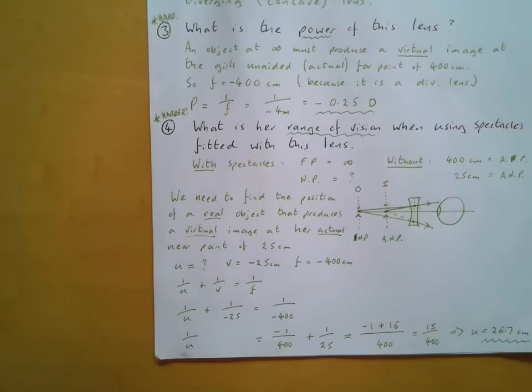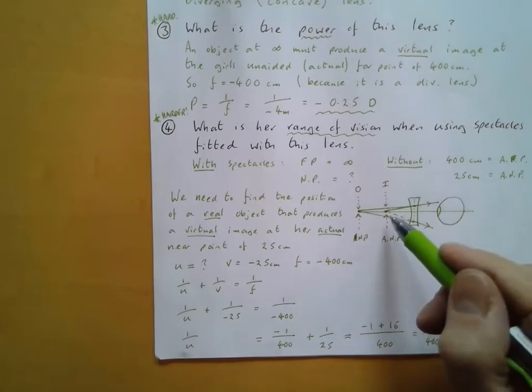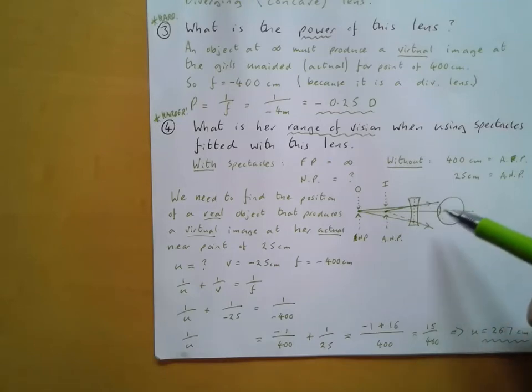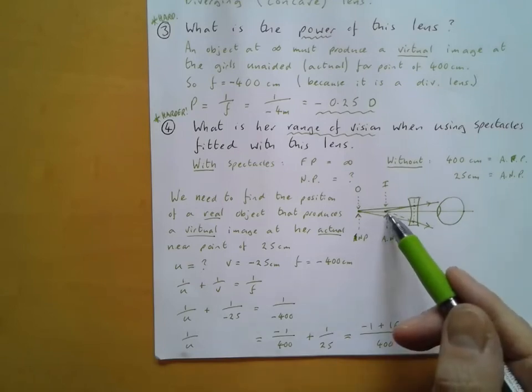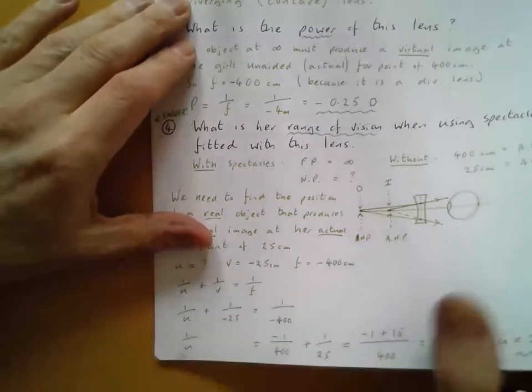What that means is that an object at 26.7 centimeters will produce a virtual image at 25 centimeters in the diverging lens, and her eye will then be able to resolve that virtual image into a real image on her retina, which she'll be able to perceive. So what's happened is that with the lens, her near point moves out from 25 centimeters to 26.7 centimeters, which is not that big of a change.